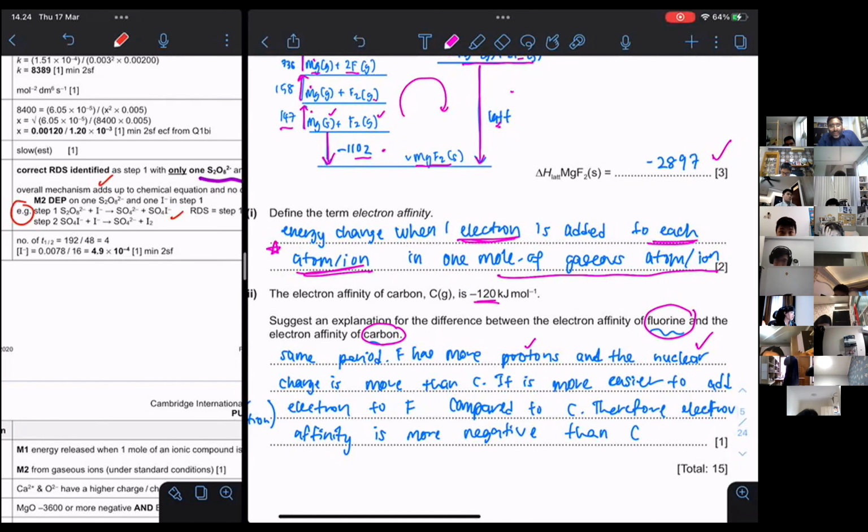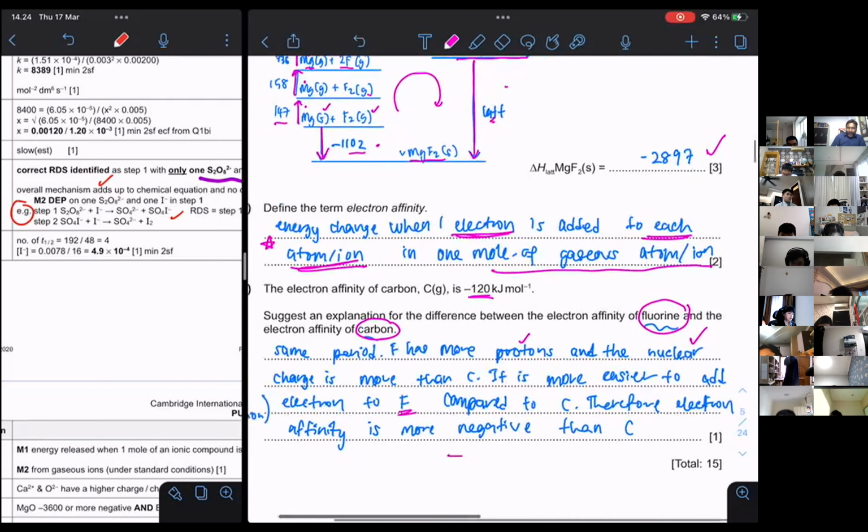So if it is more positive, of course, if you want to add electron, you want to bring in -1 charge to a neutral atom, the nuclear charge is going to be more accepting if you have more proton. So it will be easier to add the electron to F compared to C. Why? Because more proton, more nuclear charge. Because it's easier, it means more attraction. So therefore, the electron affinity is going to be more negative. That is the reason.